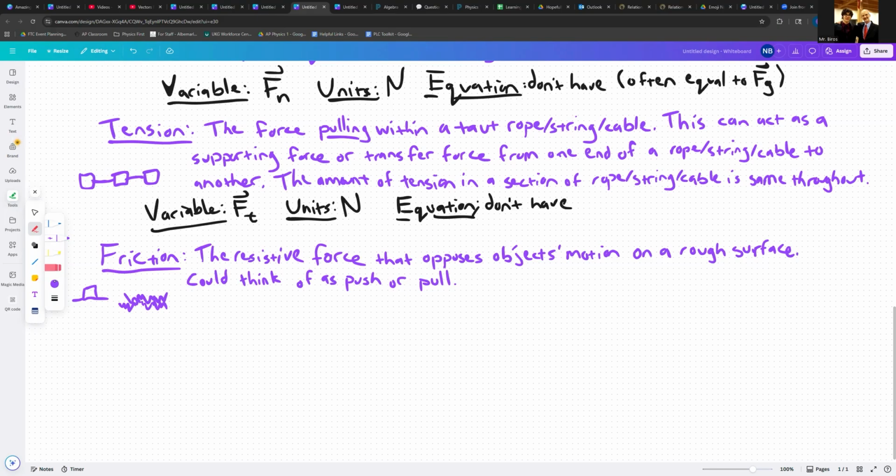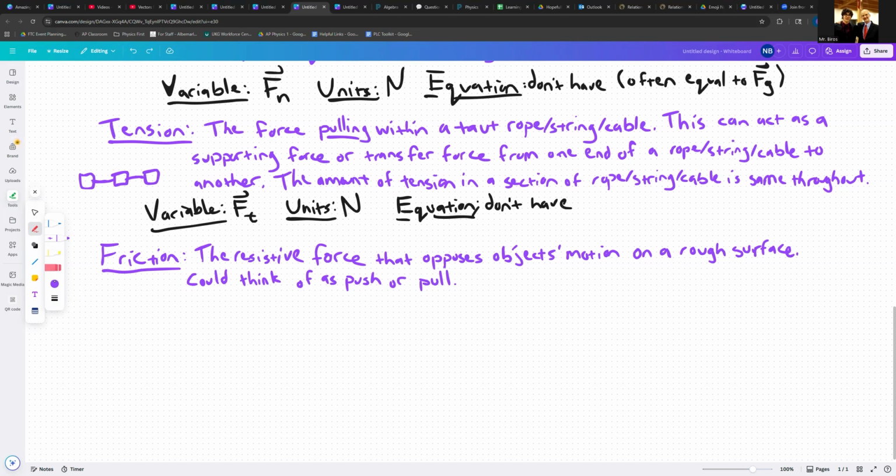So if we think about that, it's like, well, are the little rough parts of this pushing against each other, or are they sliding across and dragging and pulling on each other as they go? It kind of depends how you think about it. So I wouldn't worry too much about it. You could pretty well describe friction as a push or a pull, and either one could be just fine.